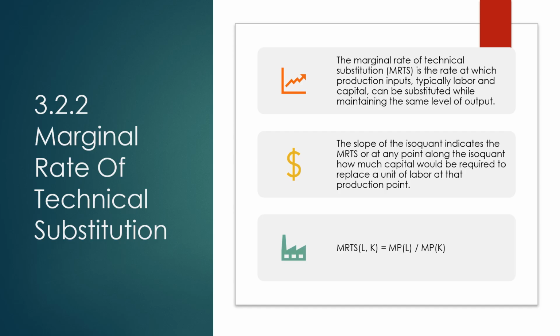Marginal rate of technical substitution. The marginal rate of technical substitution is the rate at which production inputs, typically labor and capital, can be substituted while maintaining the same level of output. The slope of the isoquant indicates the MRTS, or at any point along the isoquant, how much capital would be required to replace a unit of labor at that production point. Here is the MRTS formula.